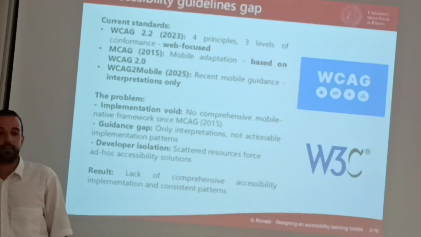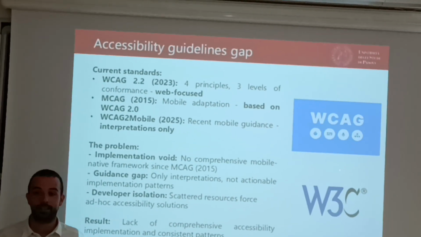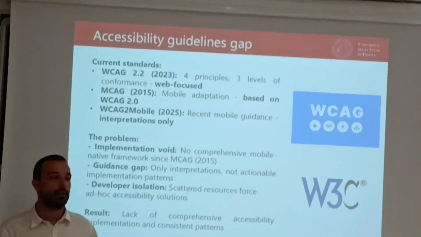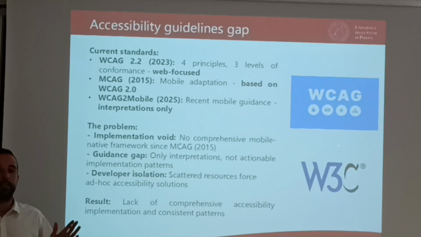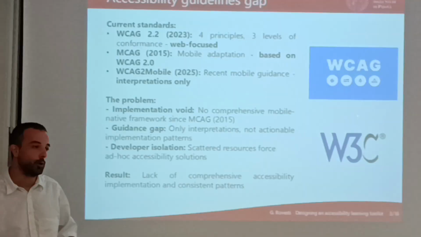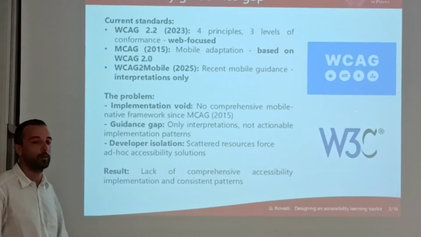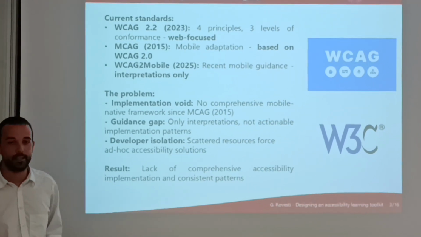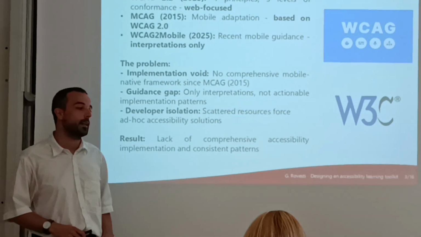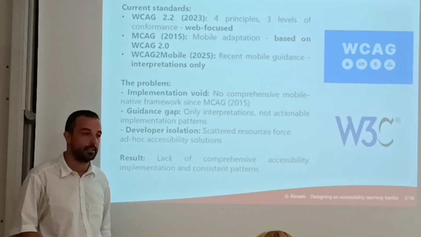So the W3C tried to bridge the gap with the Mobile Content Accessibility Guidelines, with mobile-specific criteria, which once again are criteria more for, I don't know, touch target sizing and orientation of devices, but once again general. Lastly, UCAG Mobile, which is mainly interpretations. It's a draft which came out in April 2025, also to be considered in this research.